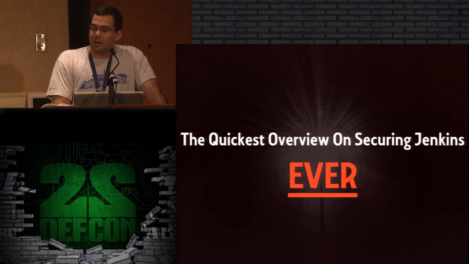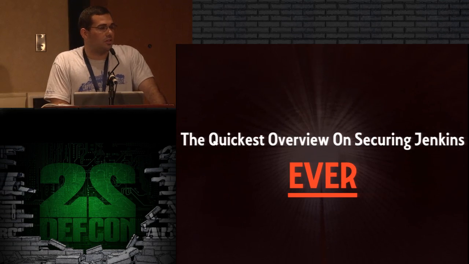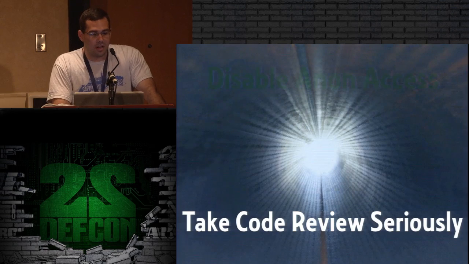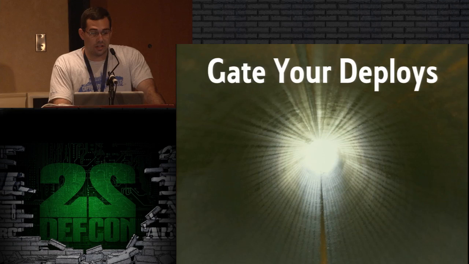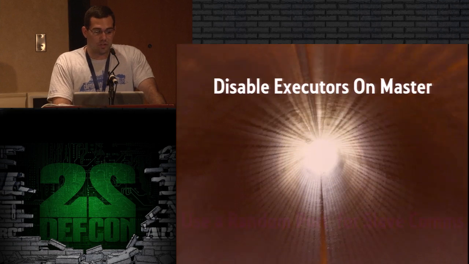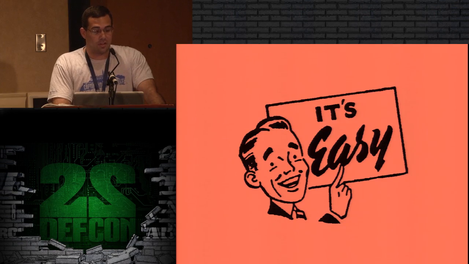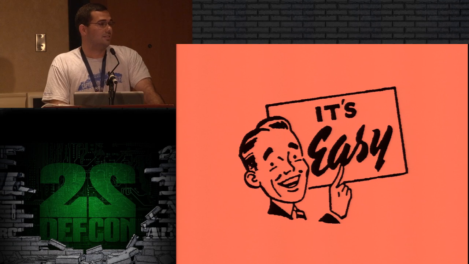So real quick, I'm going to do the quickest overview ever on how to secure your Jenkins server. Bonus round. Disable anonymous access, take code review seriously, gate your deploys, use a random port for slave communications, disable executors on master, change your webhook from the default URL, and it's that easy.